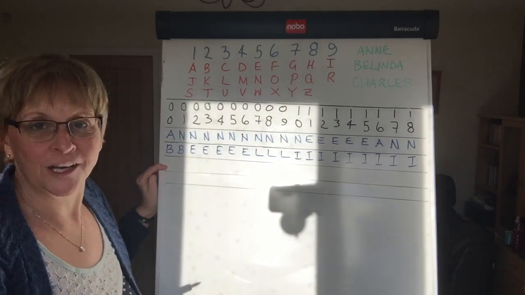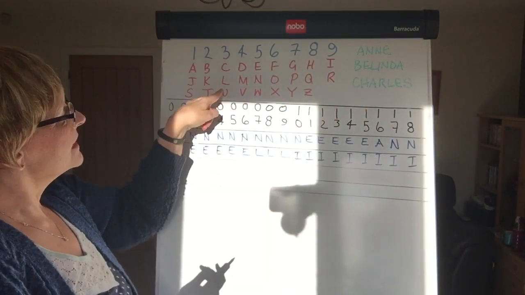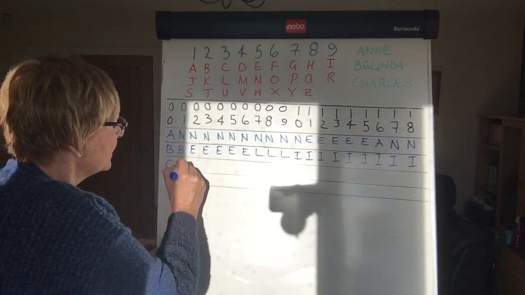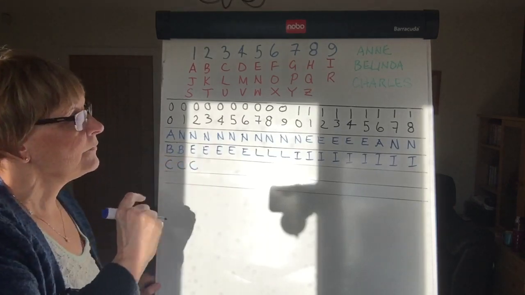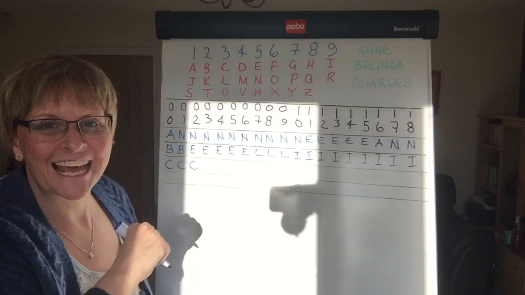Let's move on to the surname Charles. Now, Charles begins with a C. We look for the C. That's a 3. So the C is going to last for 3 years. The next letter is an H. Under our chart, it's an 8.